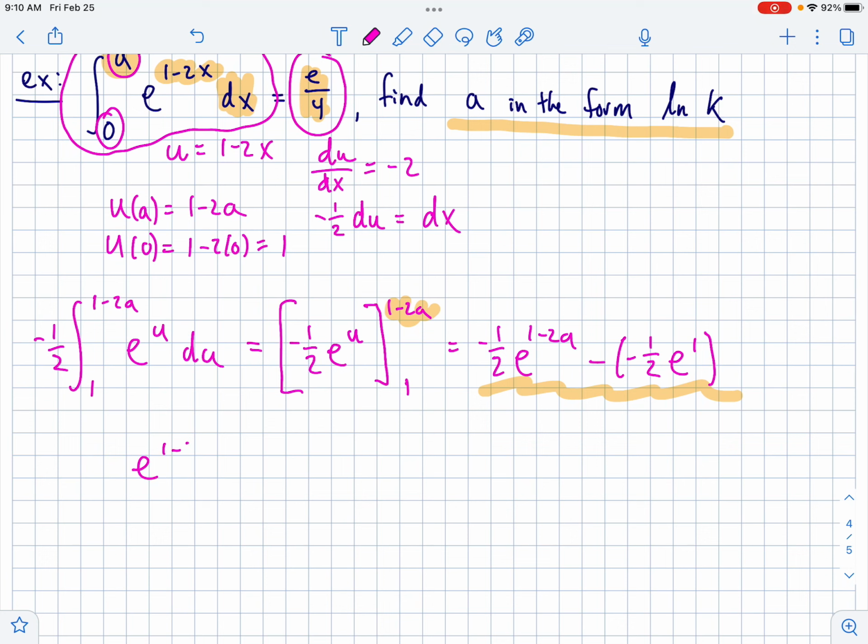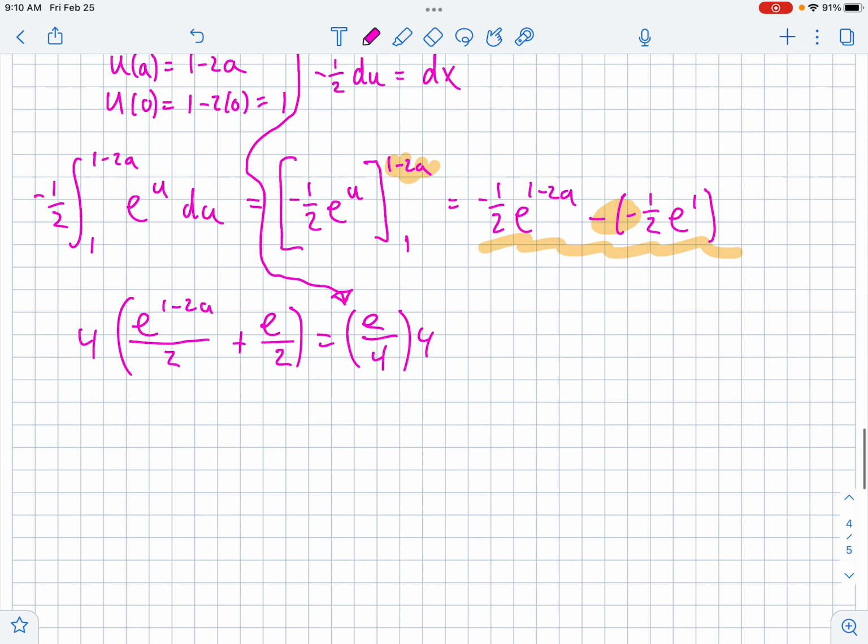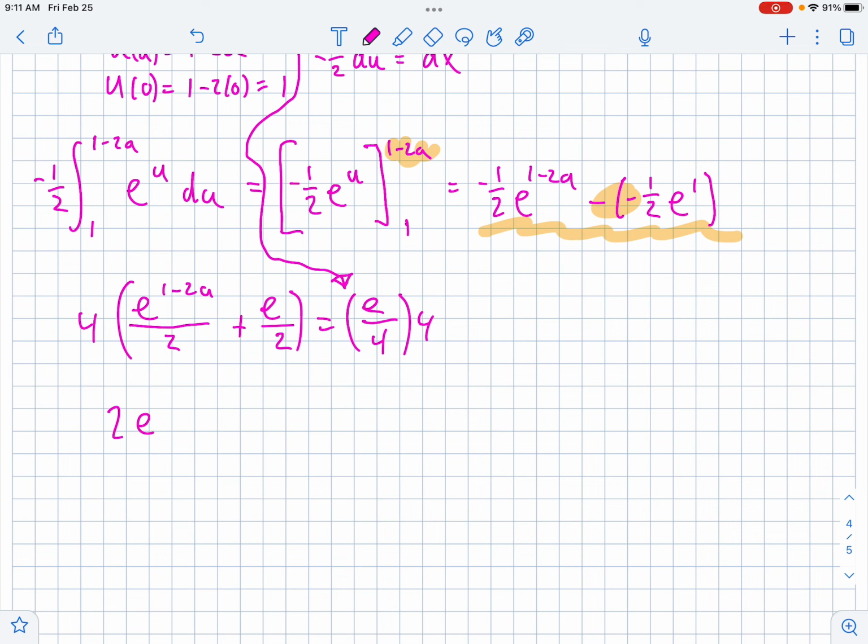Let's say that this is e to the 1 minus 2a all over 2. Then the negative negative becomes a plus, and then the e to the 1 is just e, so this is plus e over 2. The whole thing equals this. So now we need to solve this. I'm going to multiply both sides by 4 to get rid of all the fractions. So that will mean that we have 2e to the 1 minus 2a plus 2e is equal to e.